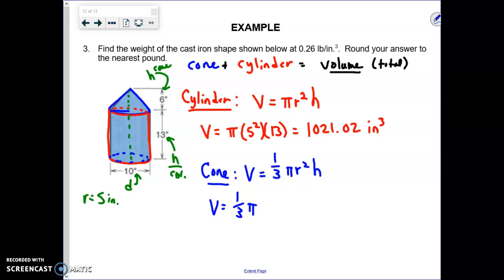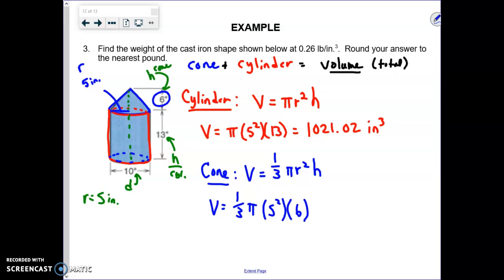So again, this radius right here would just be 5 inches. That'd be your radius for the base of the cone because it's the same as the base of the cylinder. And take that times, so again, that's going to be 1/3 pi, times 5 squared. Now times the height of the cone. The height of the cone, remember, was 6 inches.